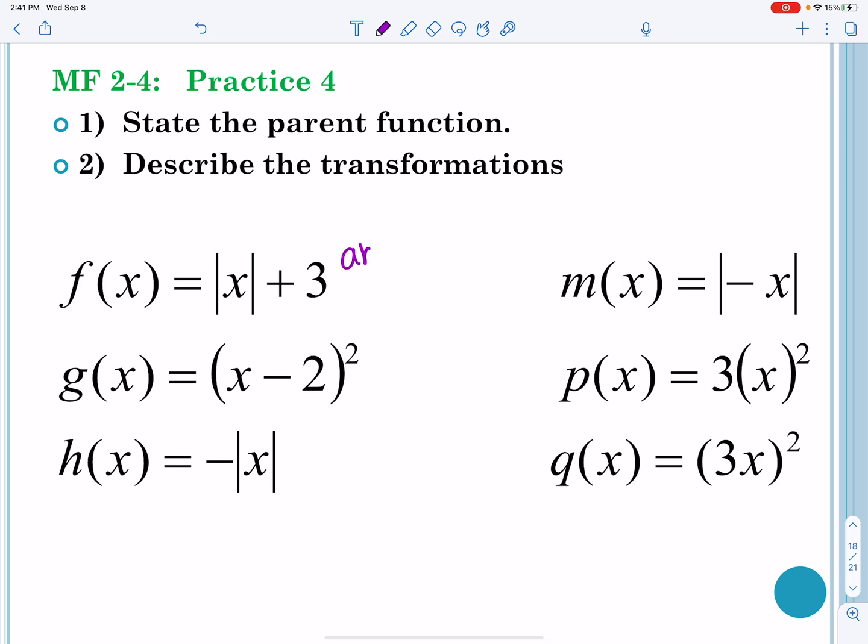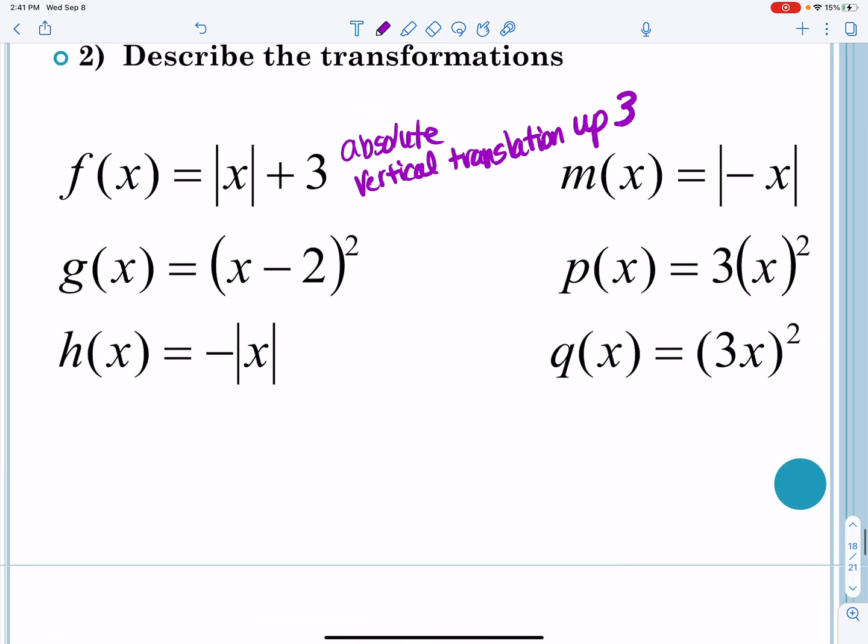So this is an absolute value. And you just have to describe the translation. So this would be vertical because it's outside. Translation, up 3. So pause this and try all of them, please. Pause and try. This one is inside.